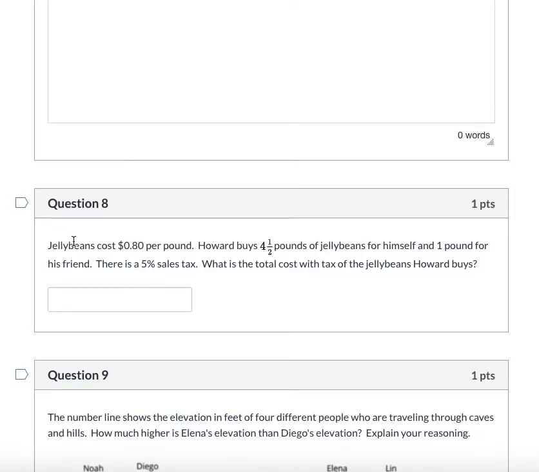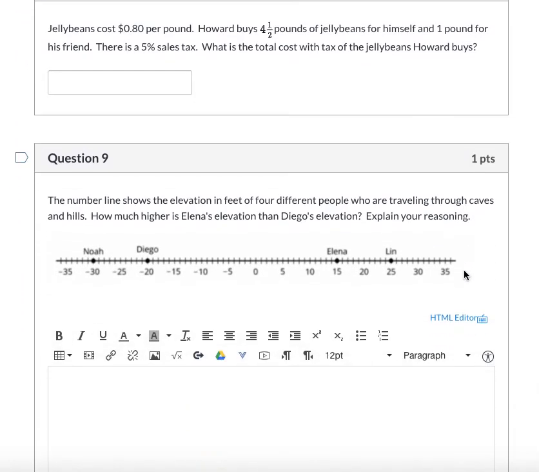Question 8. Jelly beans cost 80 cents per pound. Howard buys 4 1/2 pounds of jelly beans for himself and 1 pound for his friends. There is a 5% sales tax. What is the total cost with tax of the jelly beans that Howard buys? Type your answer in the box below.